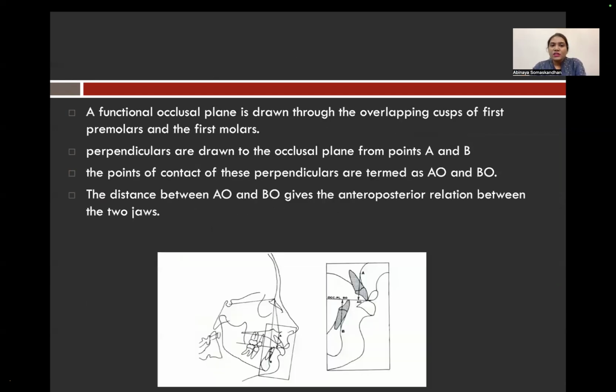So here a functional occlusal plane is drawn through the overlapping cusps of the first premolars and the first molars, and perpendiculars are drawn to the occlusal plane from point A and point B. The points of contact of these perpendiculars are termed AO and BO, and the distance between AO and BO gives us the anteroposterior relationship between the two jaws.